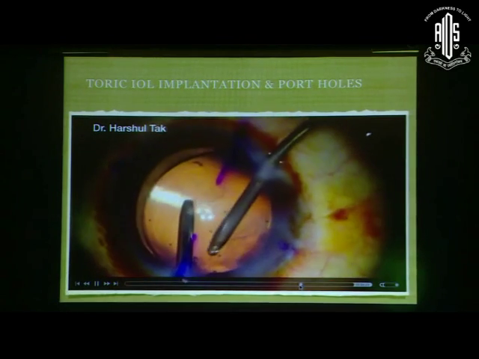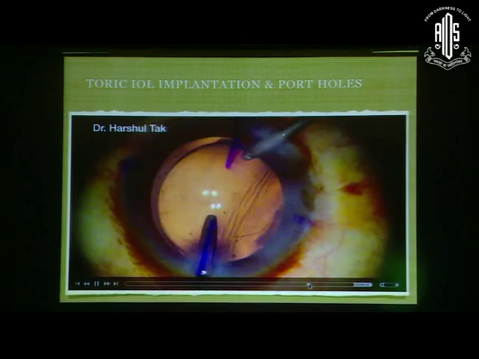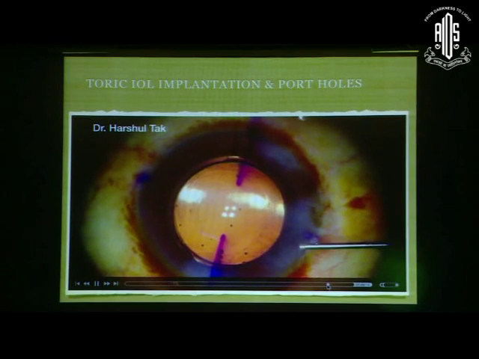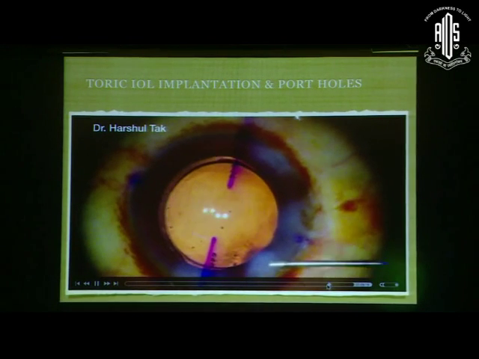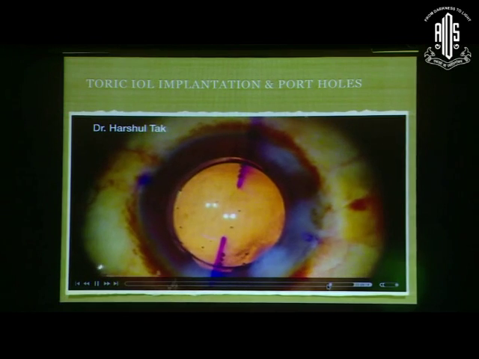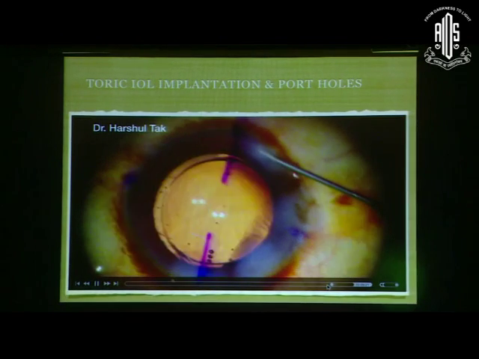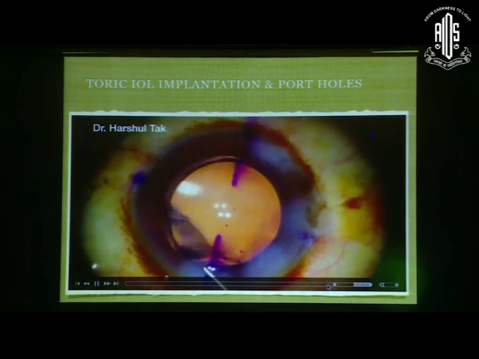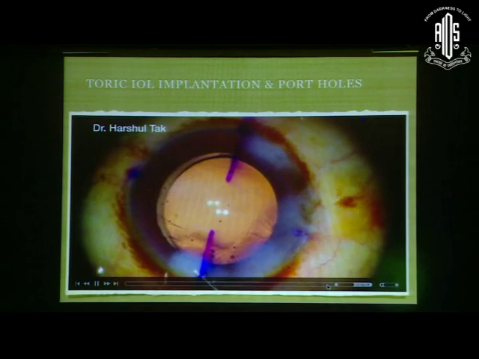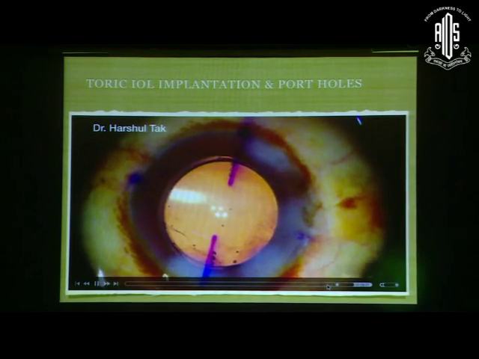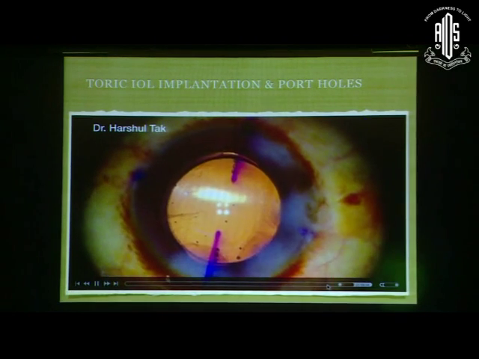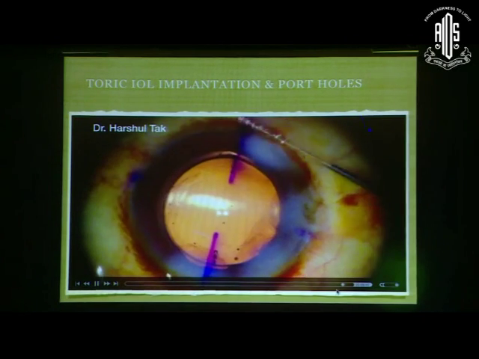Remove all the OVD in front of the IOL optic and see the final alignment, and be careful when you are hydrating your wounds that your lens doesn't rotate. Most of these lenses which have a hydrophobic acrylic platform have a very good tacky nature, and they adhere well to the capsular bag, and you need to tap the IOL to the posterior capsule. Now you can see the IOL is very well aligned with the steep axis. So that finishes the case.